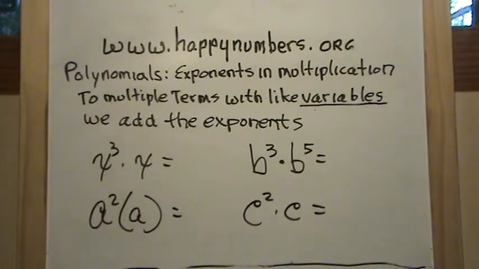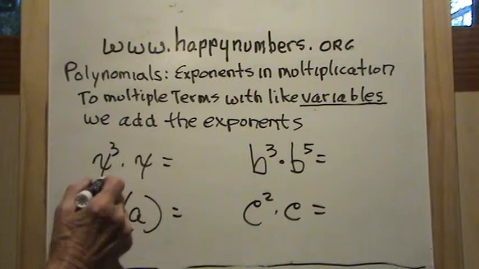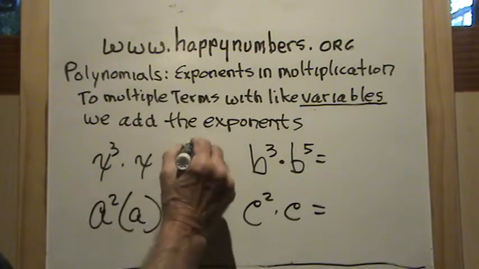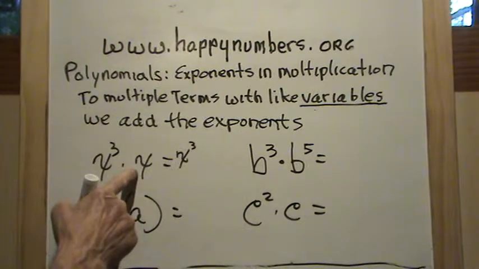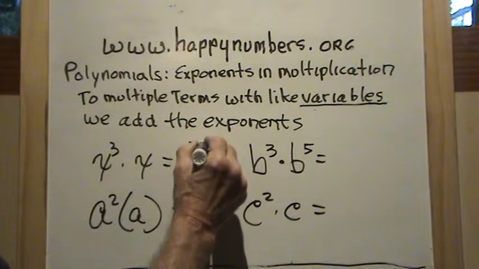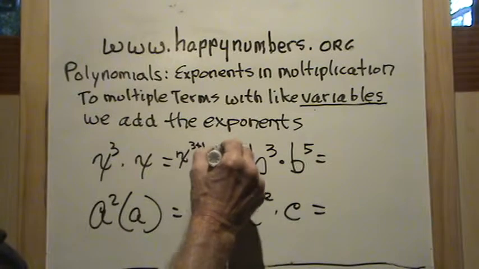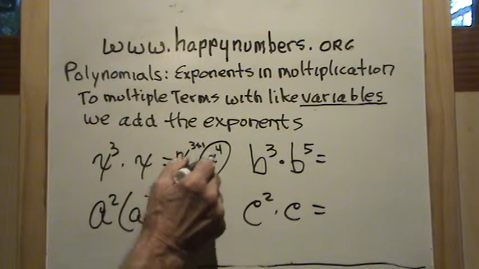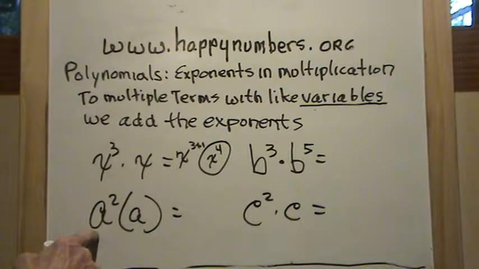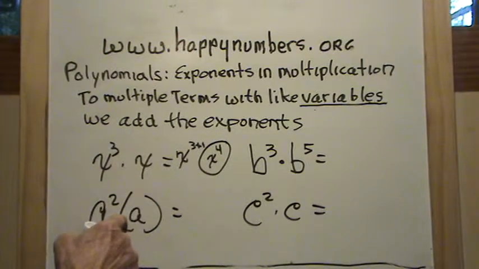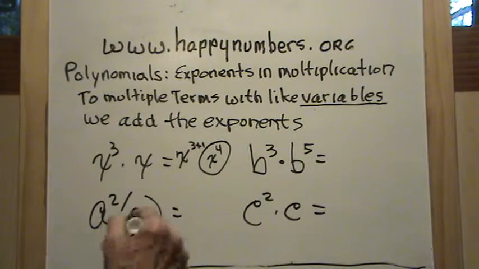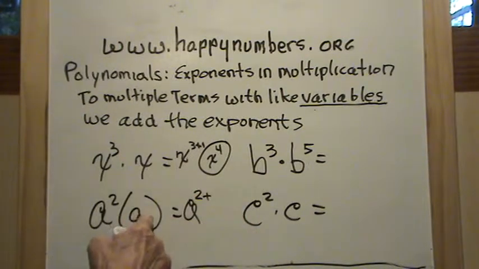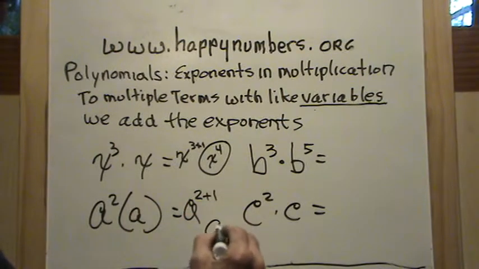Okay, let's take a look. Our two variables are the same, x. So we just add the exponents. The exponent here is 3. The exponent here, remember, is 1. So that gives us x to the 4th. X to the 3rd power times x is x to the 4th power. A to the 2nd power times a. The variable parts are the same. So it's a to the 2 plus, remember this is 1, so this is a to the 3rd.